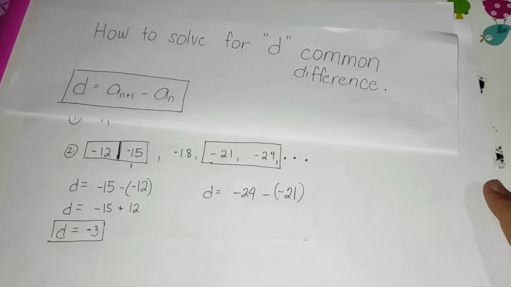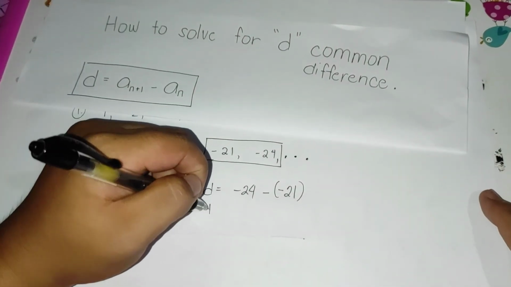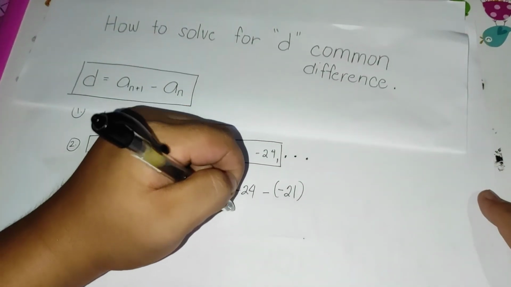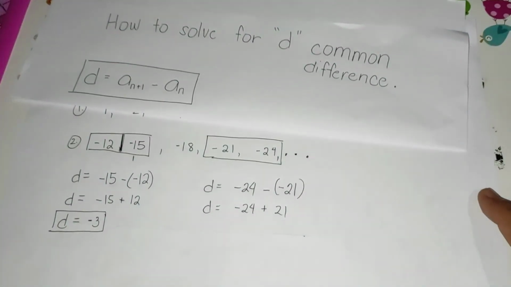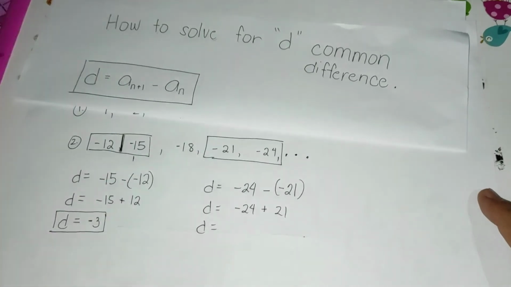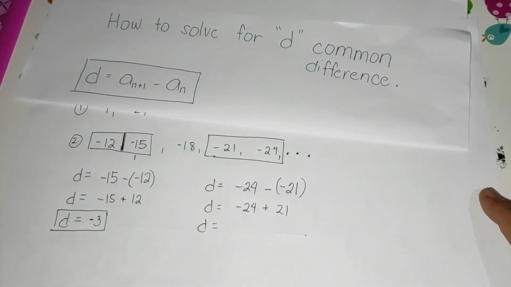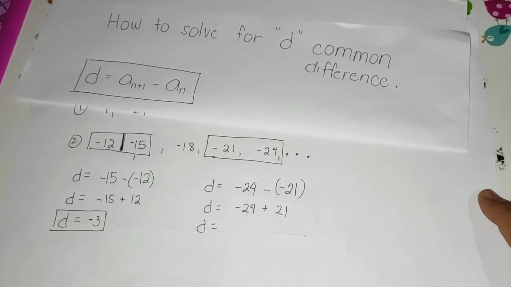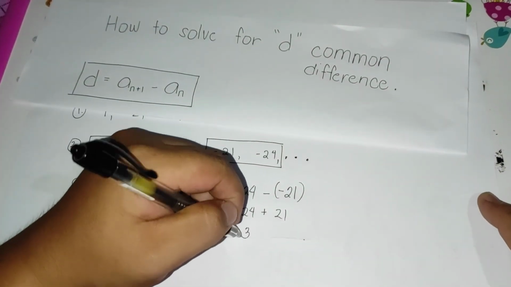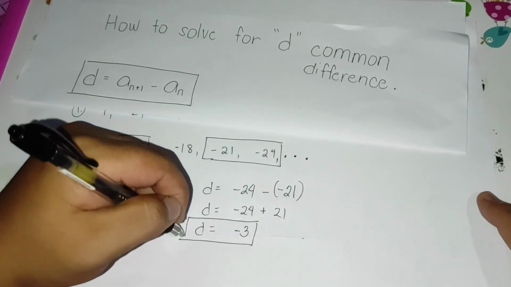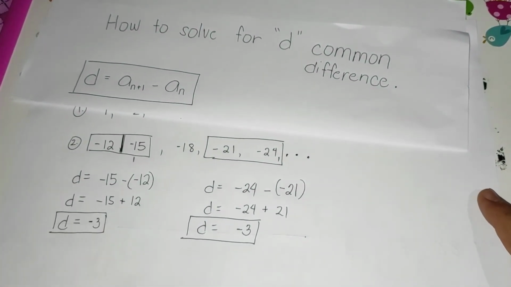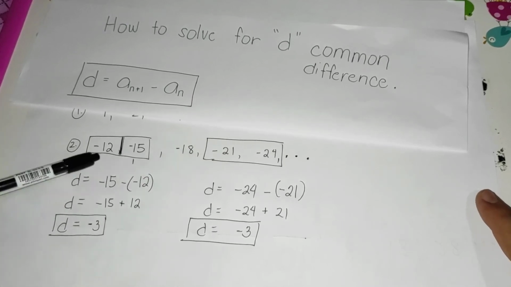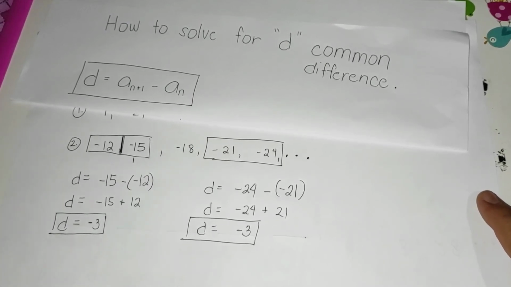Again, since double negative here, this will become d equals negative 24 plus 21. Okay, again, since you're adding unlike signs, subtract them and copy the sign of the number with the greater absolute value. So, negative 3 gihapon ang answer. So meaning, our answer is correct. The common difference for this sequence is negative 3.